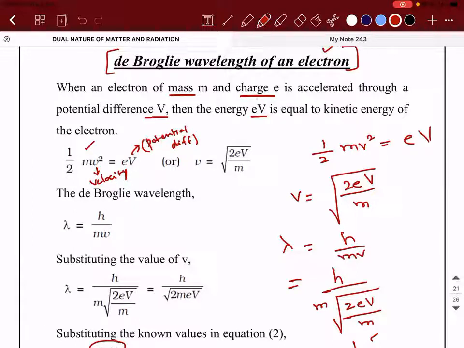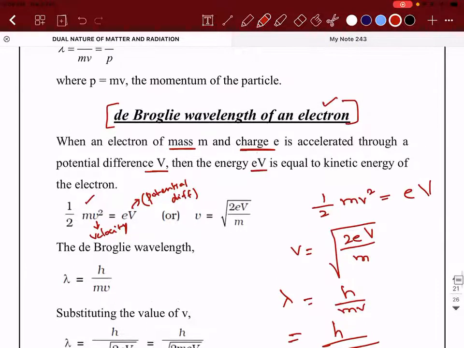So if you have an electron of mass m and charge e, and you put that electron through a potential difference V, then what is going to happen? eV will be the work done by the electrostatic force. This eV is what is creating the kinetic energy, half mv square. That is what we are trying to say.